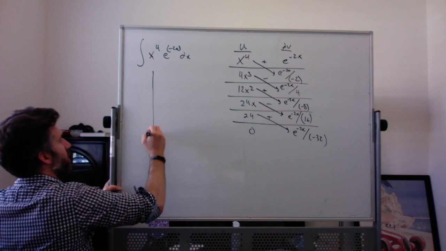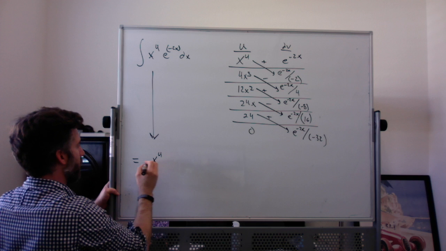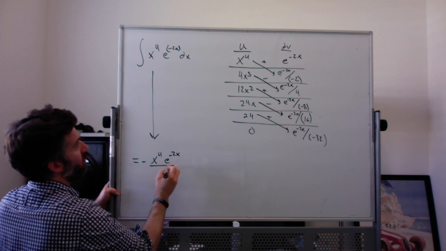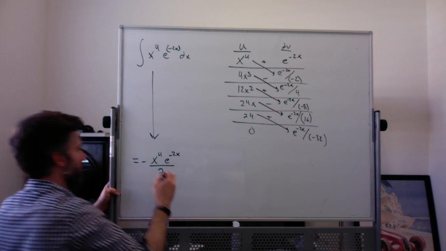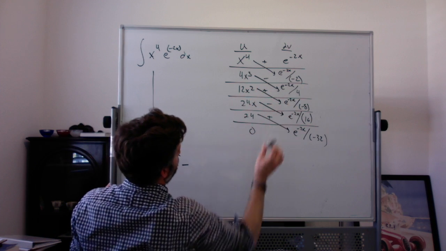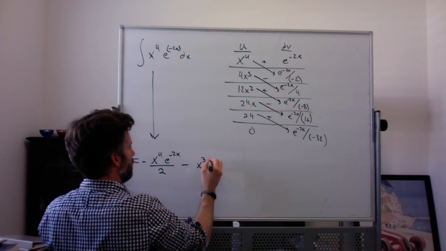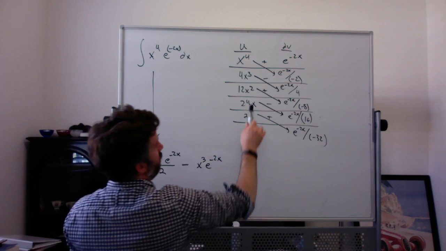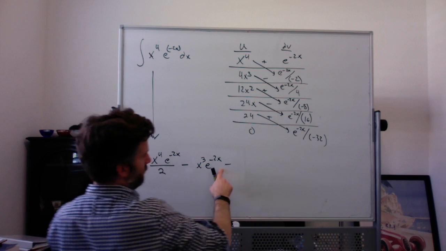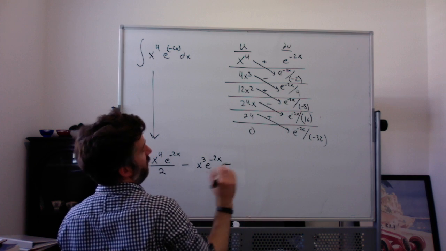So this is going to equal negative x to the 4th times e to the negative 2x over 2. I'm just bringing the negative out in front. Minus, I know they're all negative, 4x cubed times e to the negative 2x over 4. The 4's cancel, and I get x cubed e to the negative 2x. Minus 12x squared times e to the negative 2x over negative 8. Well, minus, I already counted before. 12 over 8, that's what I'm looking at. 12 over 8 reduces to 3 over 2.